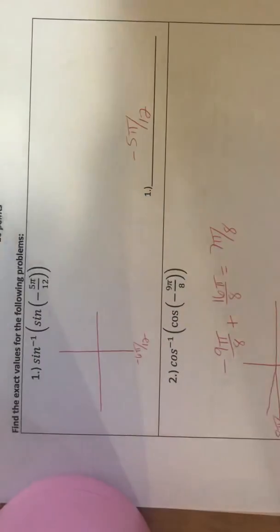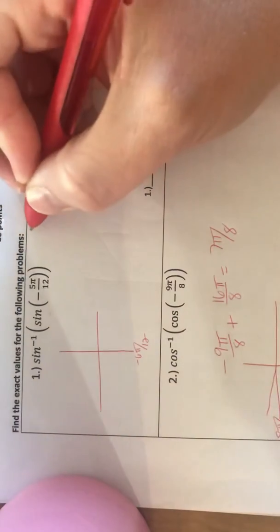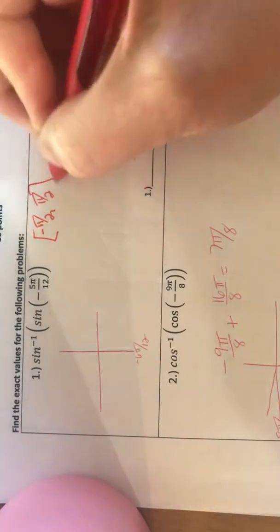Okay, I want to go over the quiz with you to help you for your test. This is the stuff that you're supposed to do without a calculator. Inverse sine is supposed to be between negative pi halves and pi halves, that's the restriction.